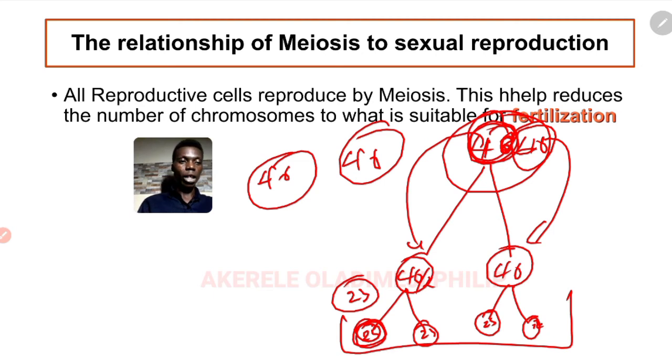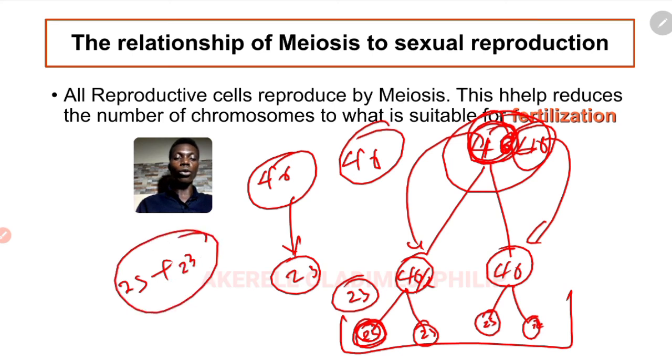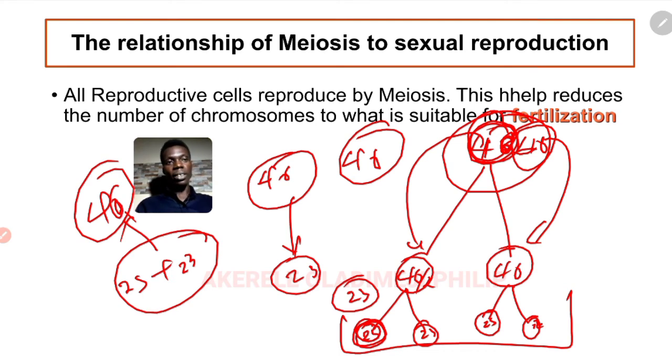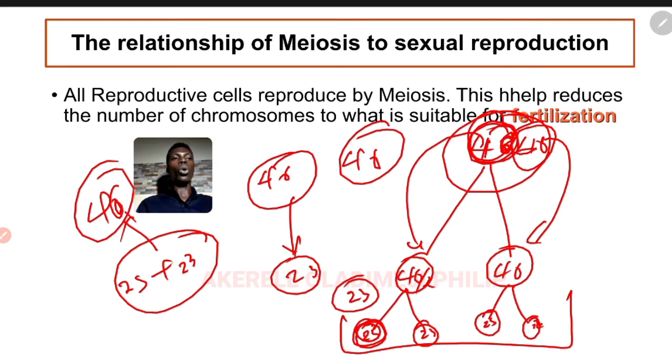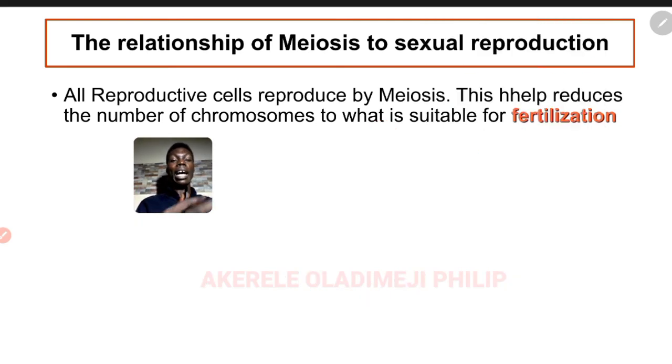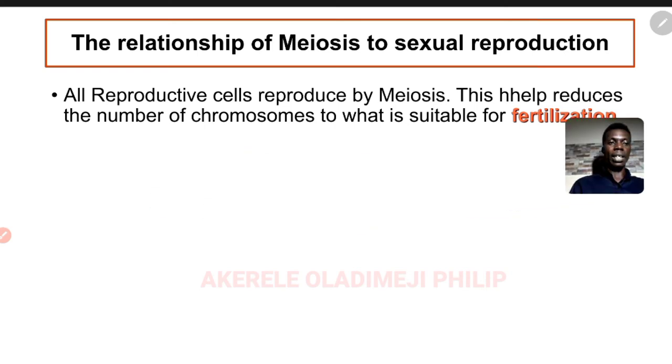That doesn't make sense. But by meiosis, it has reduced it to 23, so that we can have 23 from sperm cell plus 23 from egg cell to form 46, which is the normal chromosome number for each cell in humans. So it is meiosis that helps to reduce the number of chromosomes in our cells to make it fit for sexual reproduction. So it says here, this helps to reduce the number of chromosomes to what is suitable for fertilization.